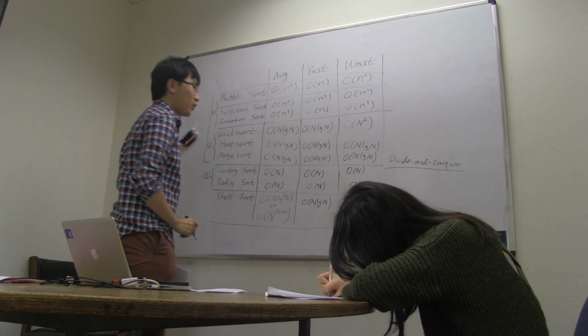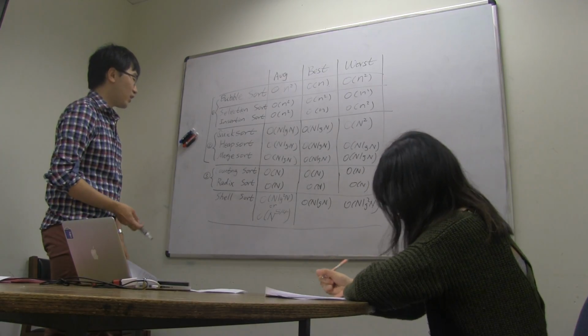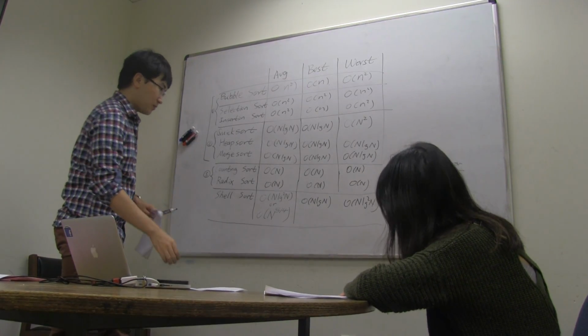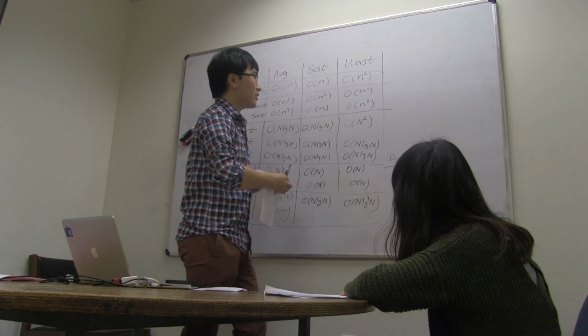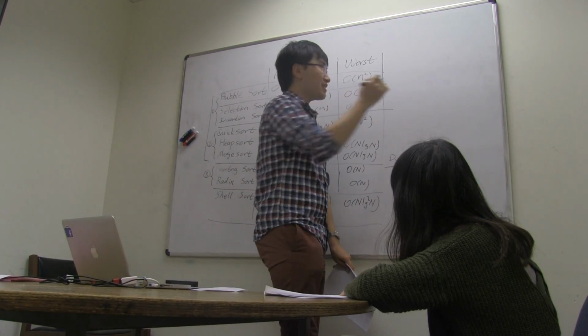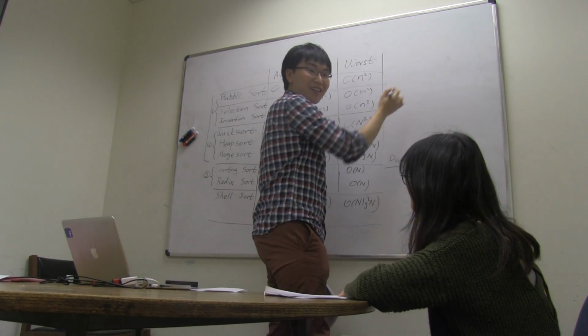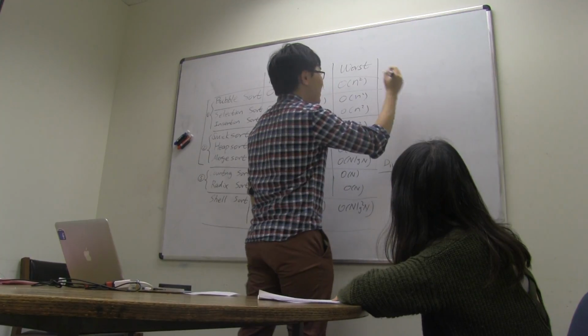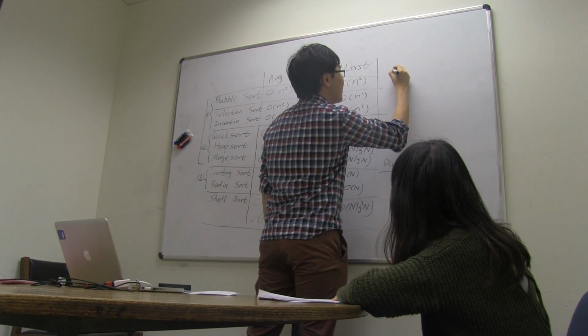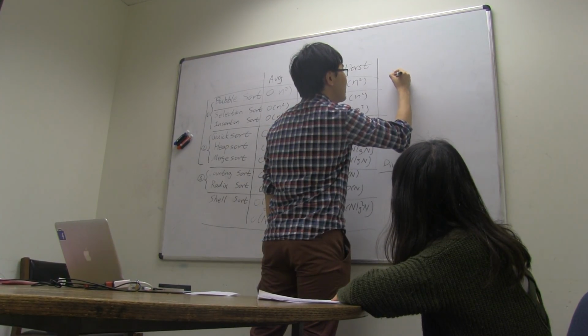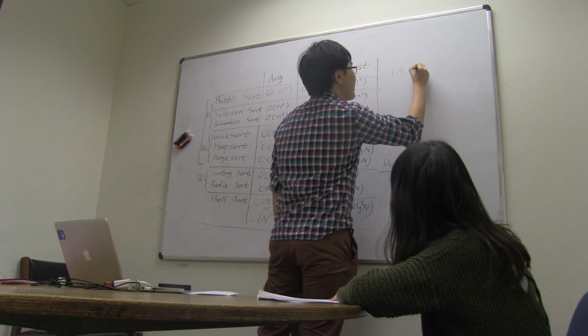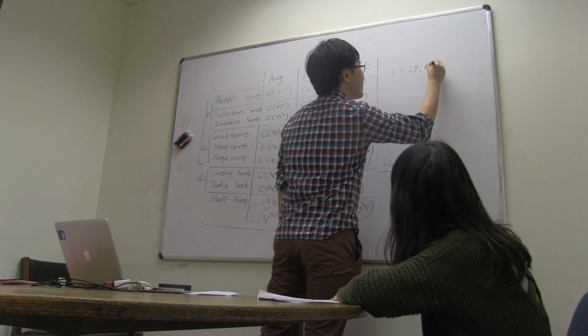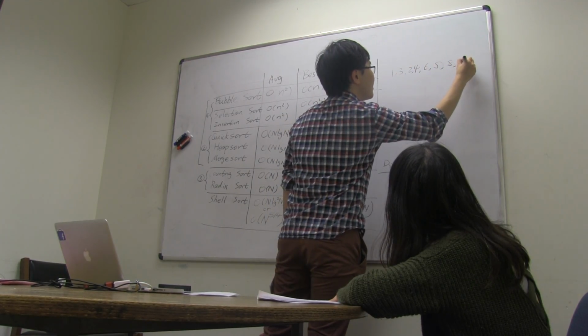You may be wondering how shell sort works. It works in a very interesting way. Can the students in the back see what I'm writing here? Yeah, okay, cool. So let me see. Suppose we are sorting 1, 3, 2, 4, 6, 5, 8, 7, 10.